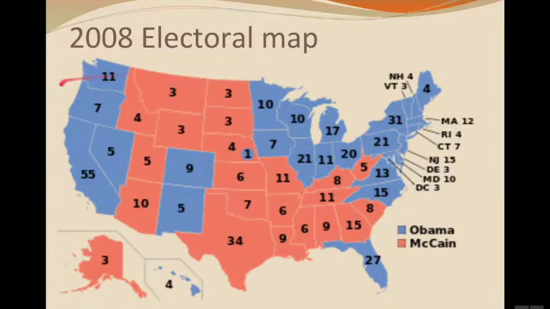But how do we decide which state gets which votes? Well, pretty simply, they're just based on the number of people in the Senate and in the House of Representatives for that state put together. That's it. So California has 53 members of the House of Representatives, and we have 2 senators because every state has 2 senators. Therefore, we have 55 electoral votes.